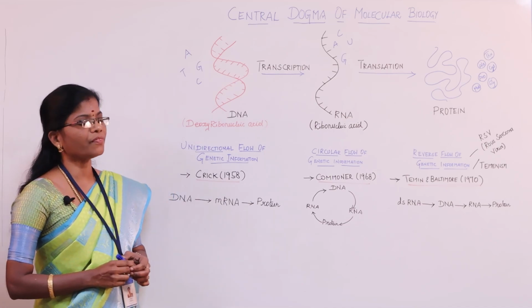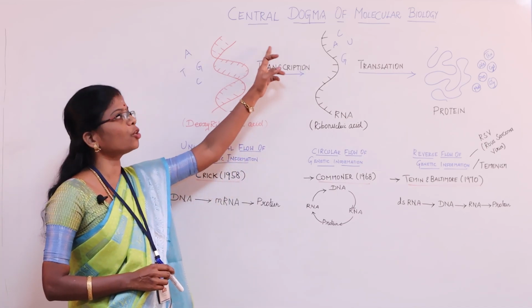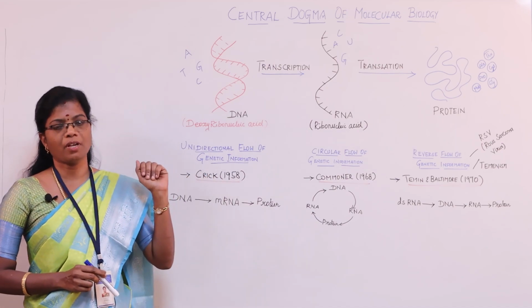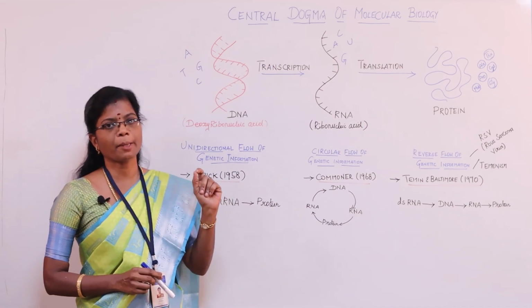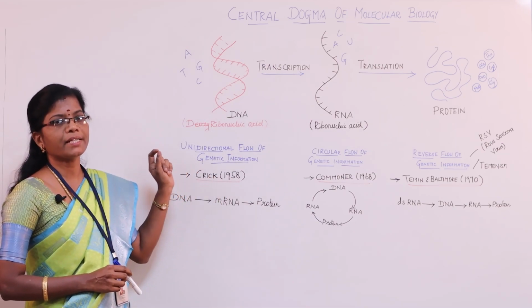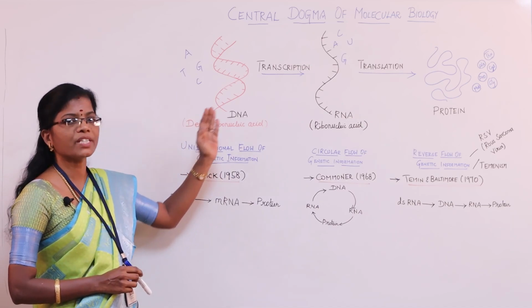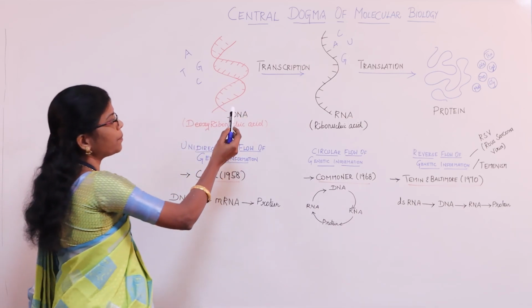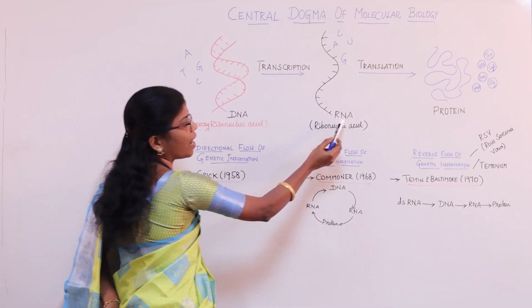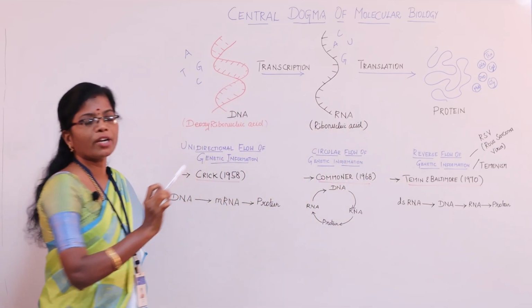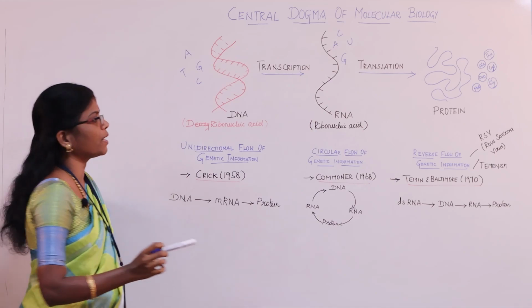In today's class, we are going to see the central dogma of molecular biology. What is the central dogma of molecular biology? It is defined as the flow of genetic information from DNA to RNA, RNA to protein. It is called the central dogma of molecular biology.